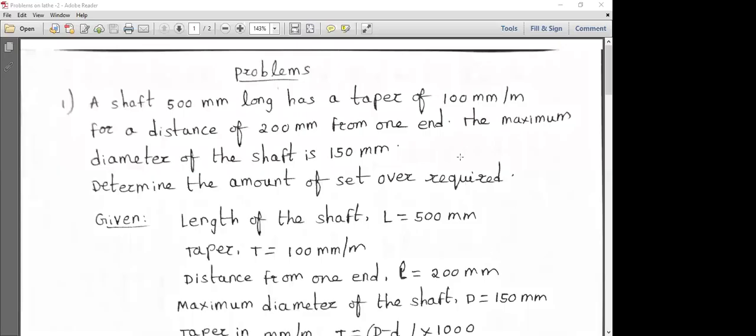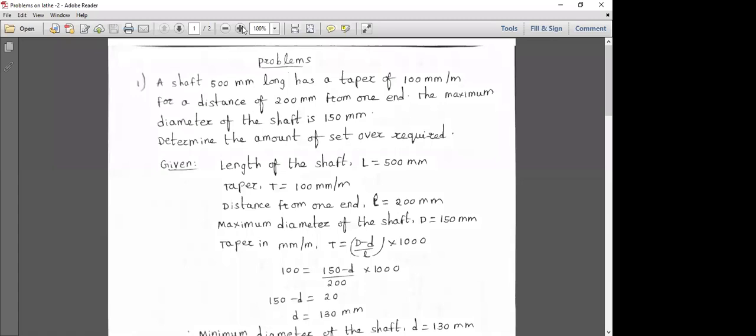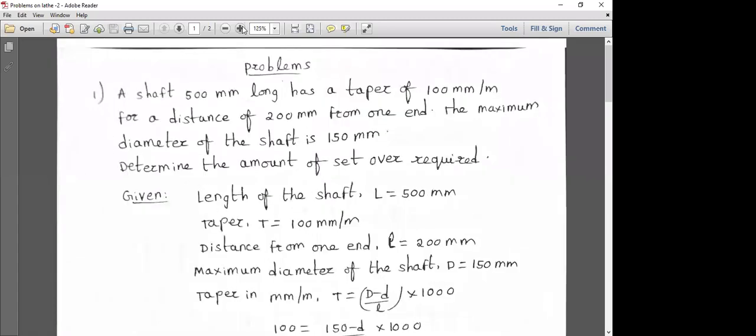So try to note down this problem also. What is the problem? A simple problem. Yesterday we did this also. It's a problem related to the tail stock set over method. He has given the length of the shaft L as 500 mm, the taper as 100 mm per meter for a distance of 200 mm from one end. Mind you, he has given only one distance from one end only.